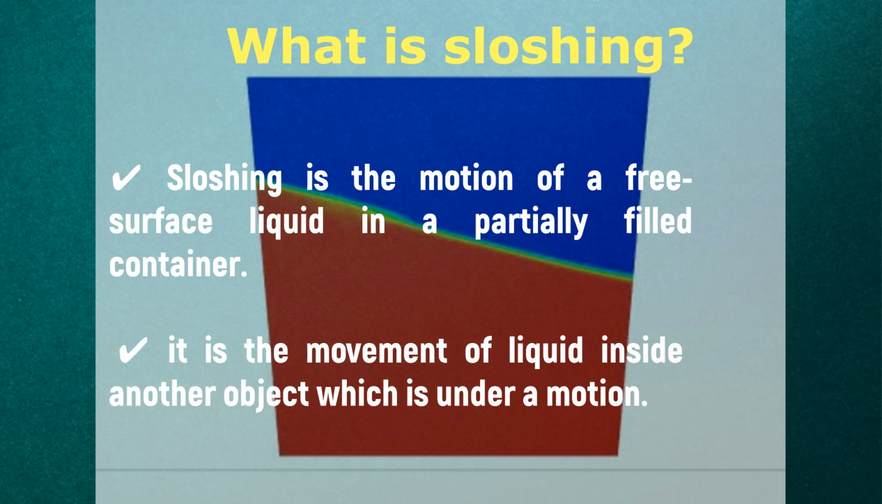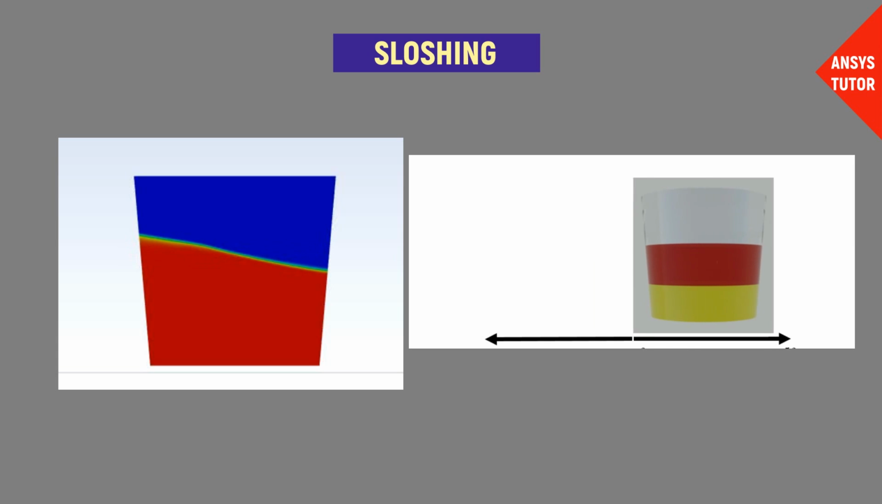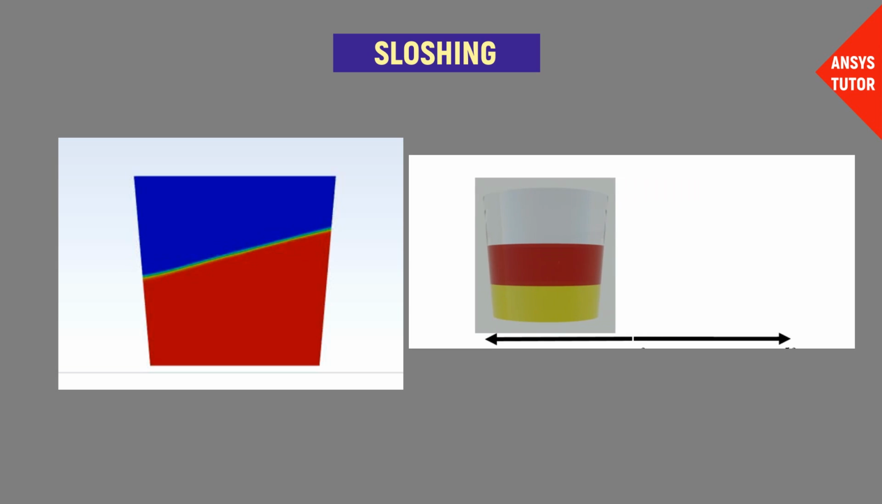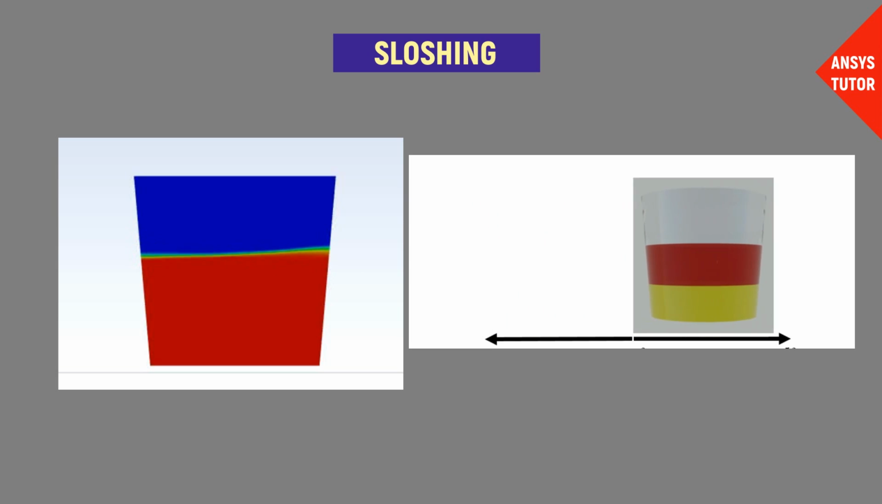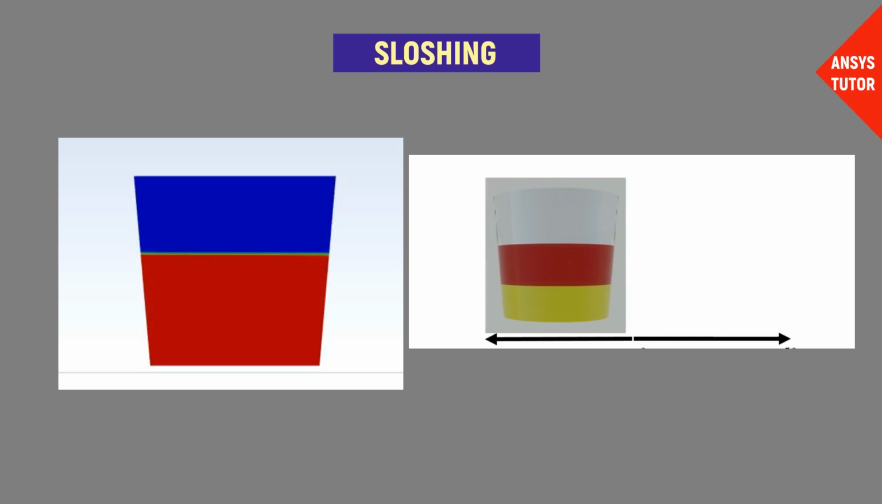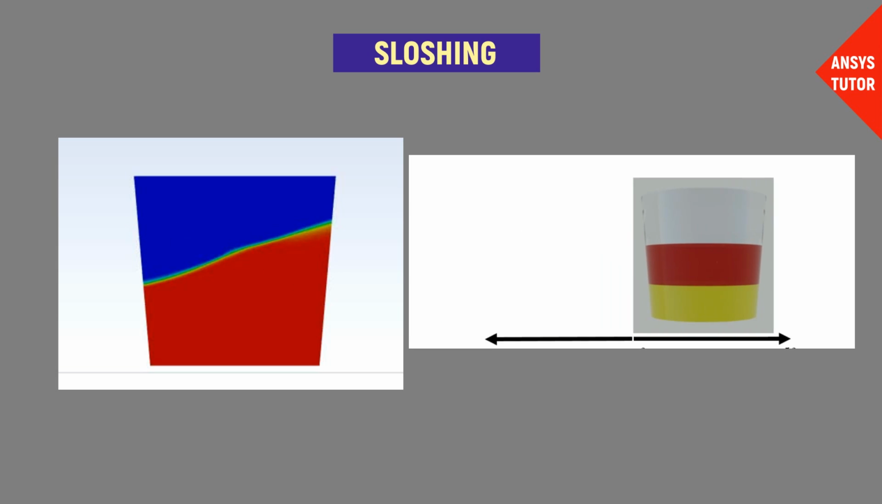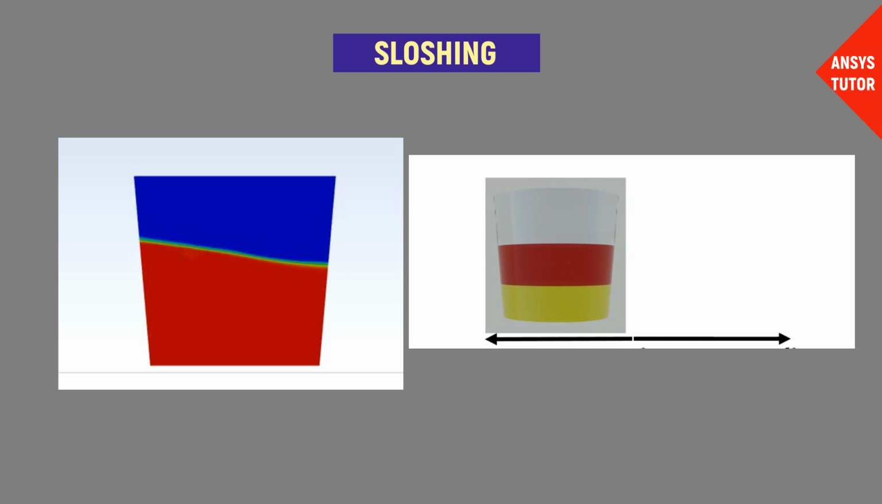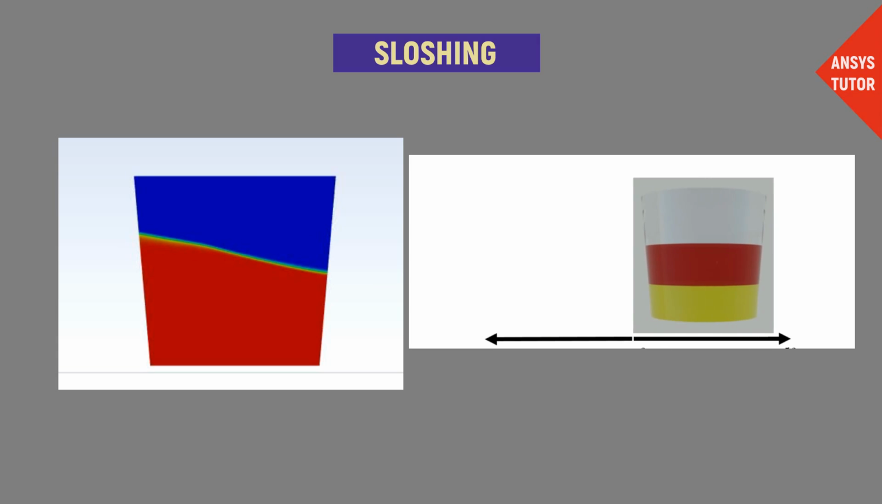At first, let's understand what is sloshing. It is the motion of a free surface liquid in a partially filled container. It is the movement of liquid inside another object which is under a motion. Let's understand it practically. Suppose we have a glass that is half filled with water. We move the glass forward then move it backward. It would cause an undulation of the top free surface of the water. This phenomenon is called sloshing. So let's know how could you simulate such a problem in ANSYS Fluent.